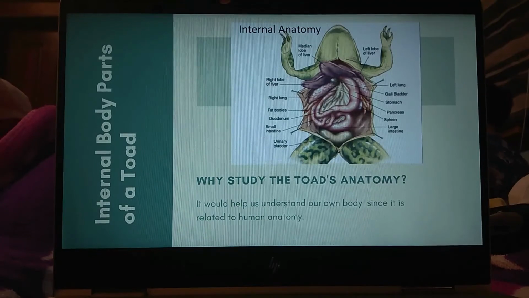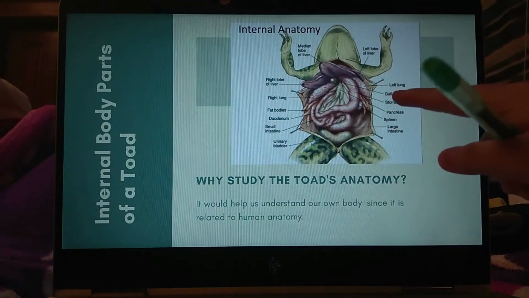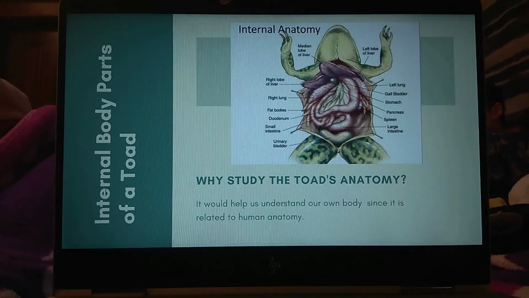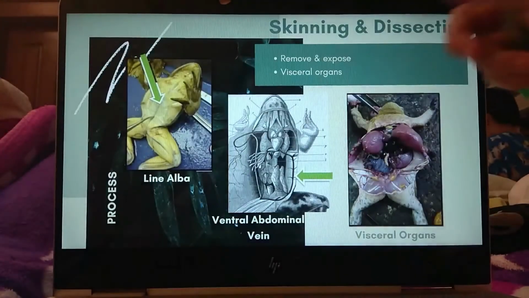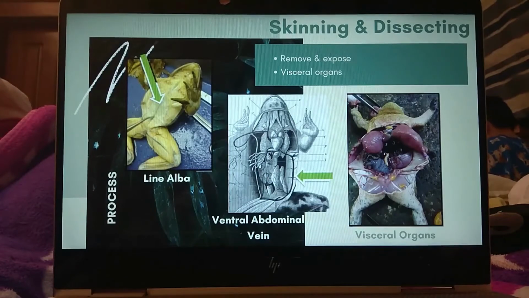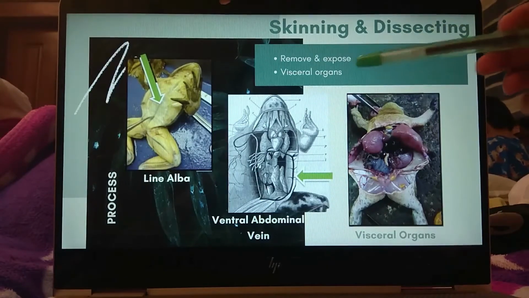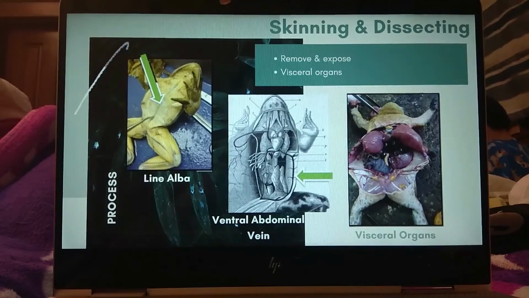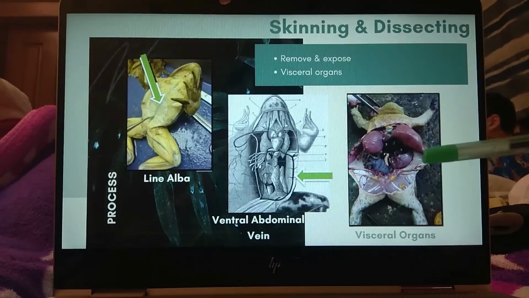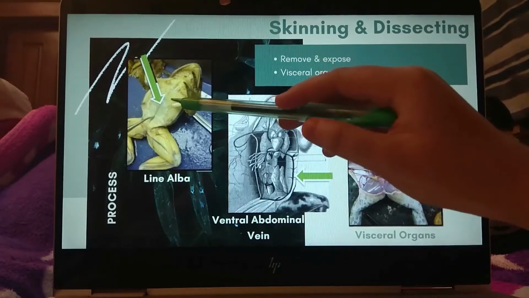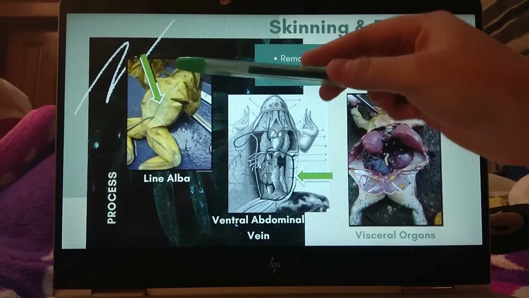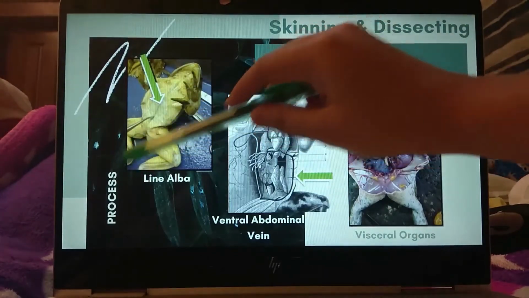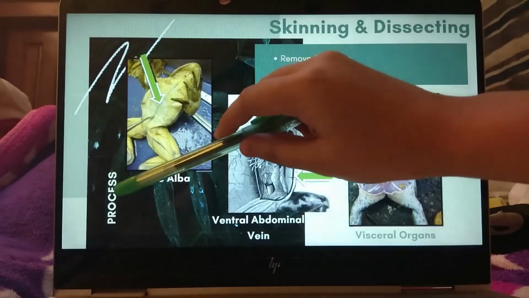For us to be able to see this internal anatomy, we have to undergo a skinning and dissecting process. Skinning is to remove the skin, and dissecting is to expose. To do that, the toad to be observed will be pinned ventral side up on its limbs, and we will need to make a longitudinal incision through the mid-ventral part of the body wall from the pelvic region to the tip of the lower jaw.